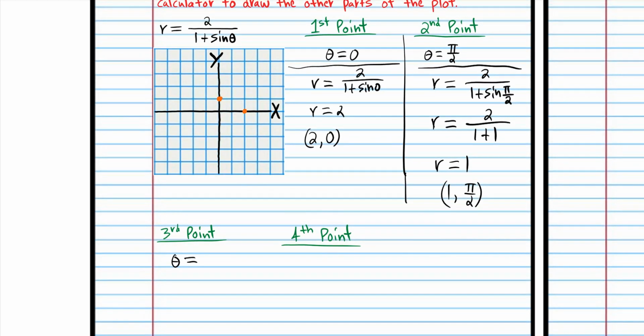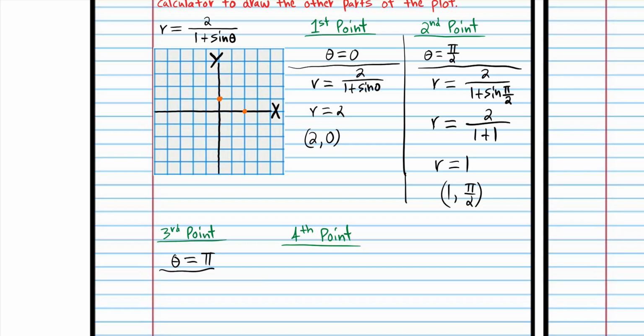Now we can't use negative pi over 2 because that would give us a value of negative 1 for sine, and then we'd have 0 in the denominator of this fraction, so we can't do that. What about pi? Maybe we can use pi. Looks like that would work.